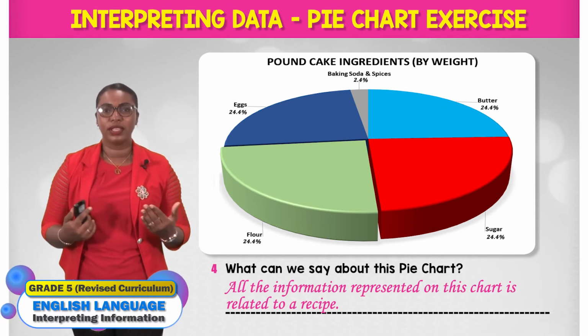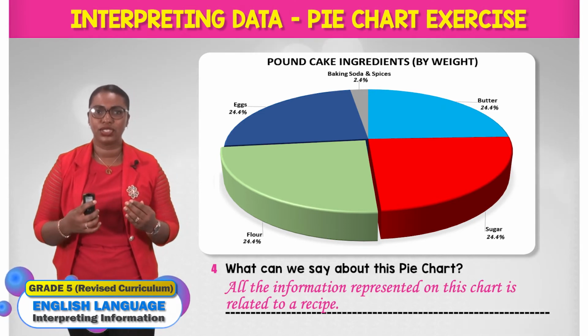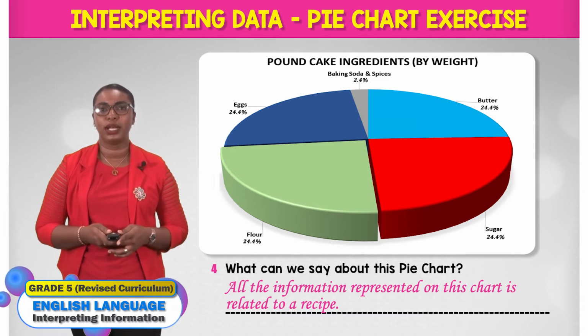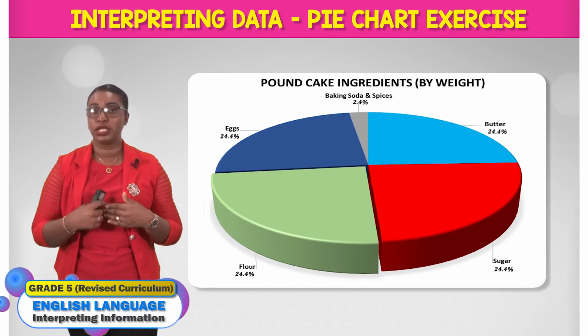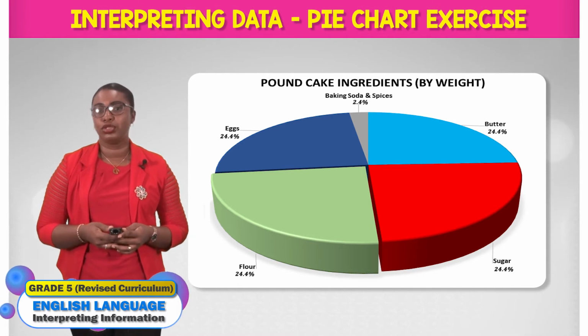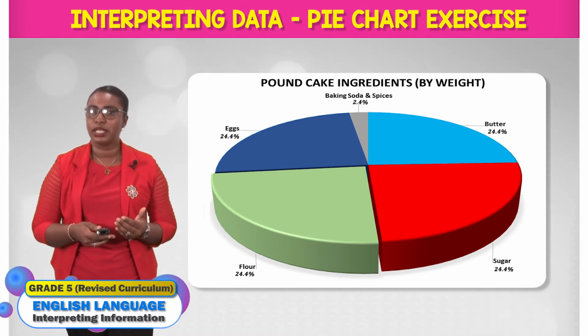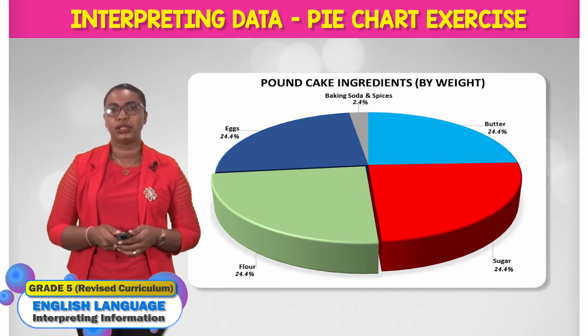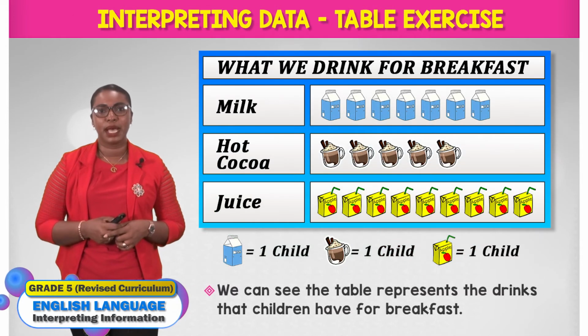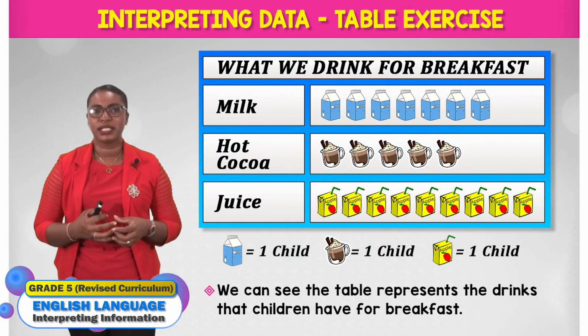Generally, all the things that are represented on this chart are related to a recipe. So again, the information was just presented to you on the chart, but you had to be able to read and study the information so as to answer the question. Another example we have here is a table.